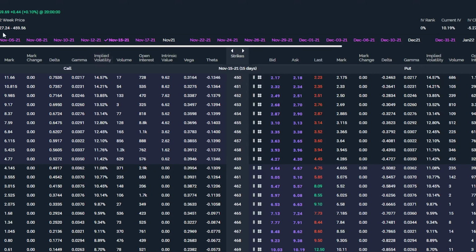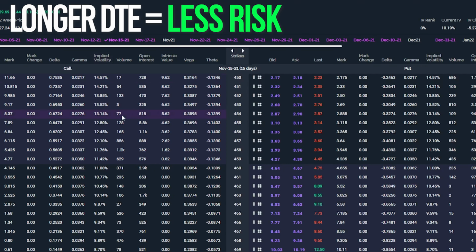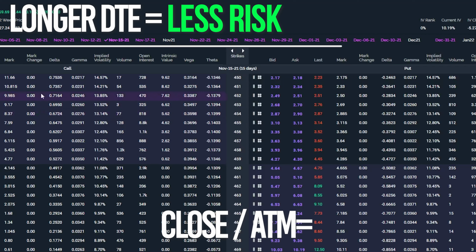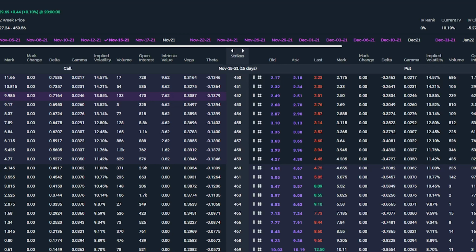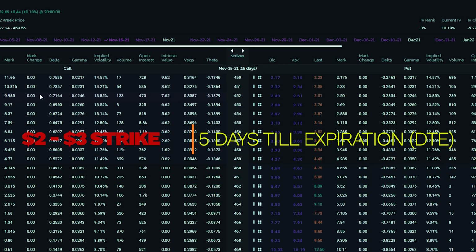The safest position is a very long expiration with a close at the money or inside the money position, but it's also going to give you your least return given the $1 move in SPY. You have to define your personal level of risk. My personal level of risk has narrowed it down to the $2 to $3 in strike and a 3 to 5 day DTE.